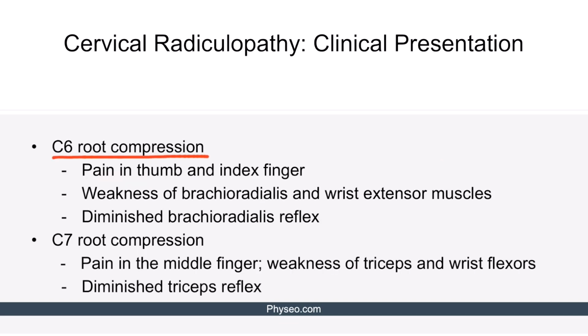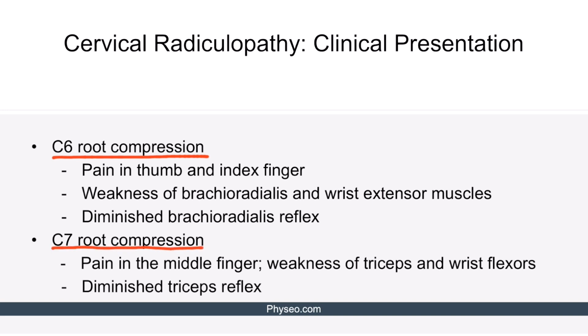C6 nerve root compression will manifest with pain in the thumb and index finger because C6 fibers innervate the skin over those two fingers. Additionally, the brachioradialis and wrist extensor muscles will be weakened because C6 fibers in the musculocutaneous and radial nerves innervate these muscles. The brachioradialis reflex will be diminished due to the same mechanism.